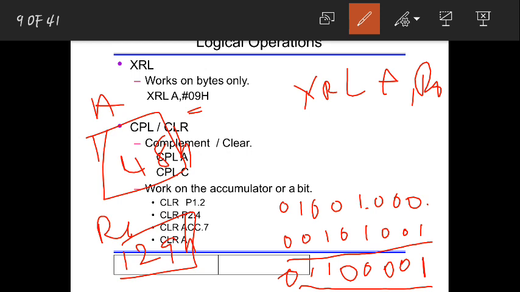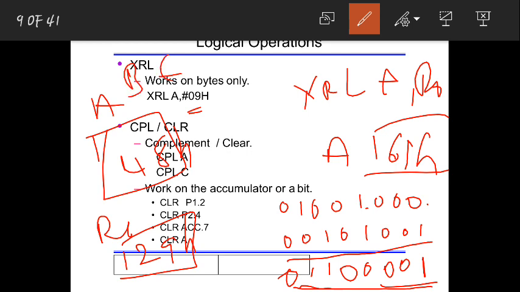After execution, A will be equal to 61h. This is 6 and 1, so 61h. Before execution, A was 48h and R0 was 29h, whereas after execution A is equal to 61h and R0 will still be 29h, because the result was stored in A. It will not affect R0; it will affect only the destination register.